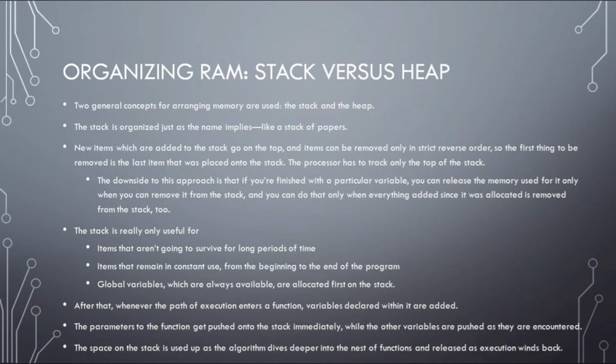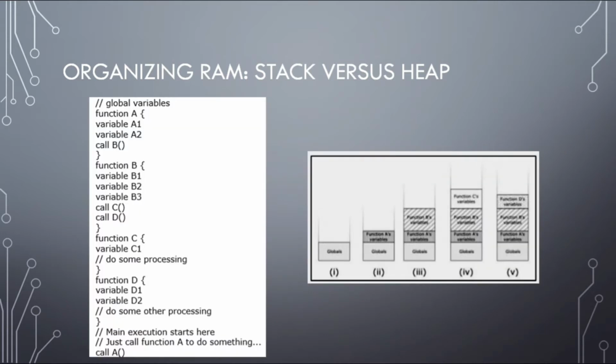Stack is organized just as the name implies, like a stack of books. Whenever a new item is to be added, it will go on the top, and whenever an item is to be removed, it will be strictly removed in reverse order. So the first thing to be removed is the last item that was placed onto the stack. The stack arrangement makes it easy for the processor to keep track of where things are and how much space is being used because it has to track only the top of the stack.